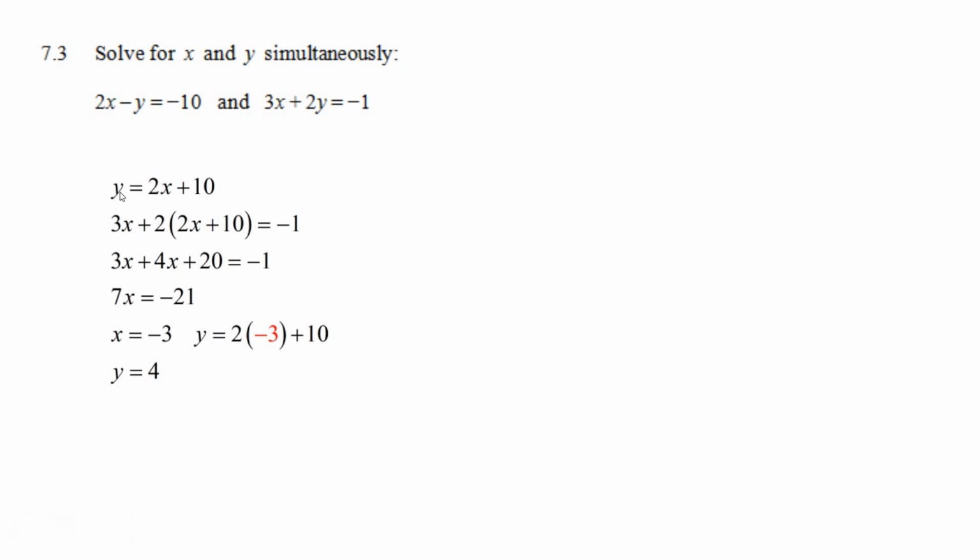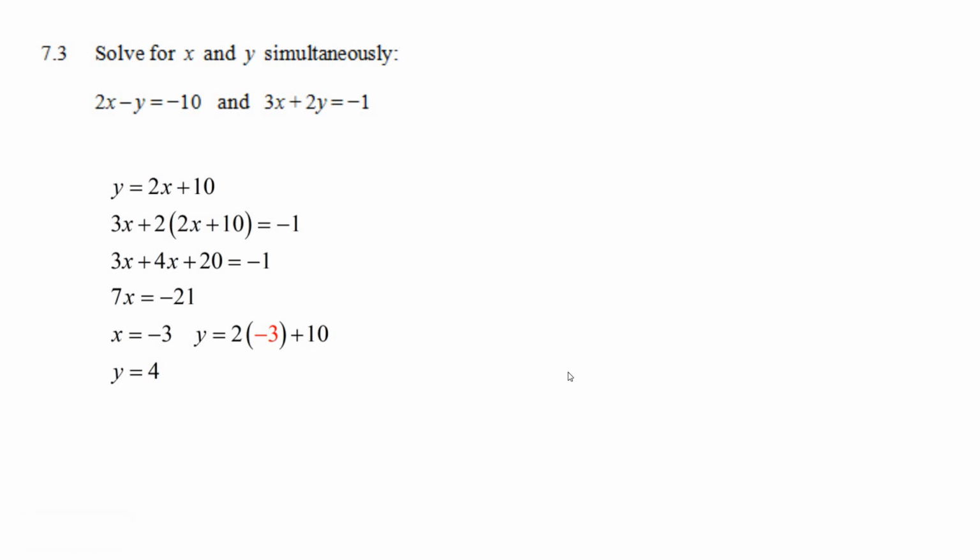But we're not finished because we need a y coordinate. We go back to our equation here that's in a nice form. And instead of x, we put in minus 3. You see the minus 3 here. 2 times minus 3 is minus 6, plus 10 is 4. So those are the coordinates of the point that work in both equations. X is minus 3, y is 4.